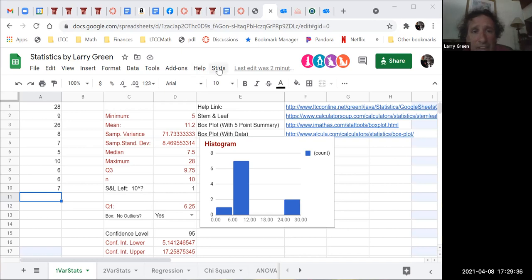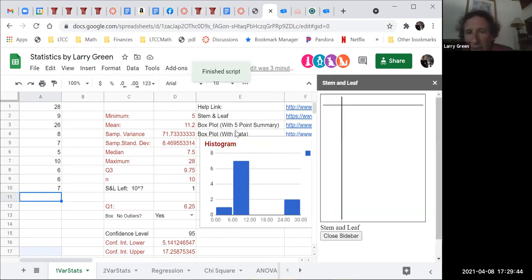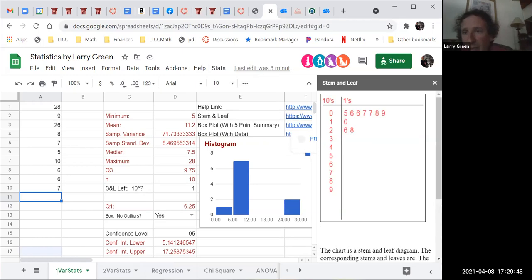So if I click on stats and I go to stem and leaf, and wait a moment, then this creates what's called the stem and leaf diagram. Okay, and what this does is it has stems and leaves. So the stems here are tens digits and the leaves are ones digits. Any questions so far on that?